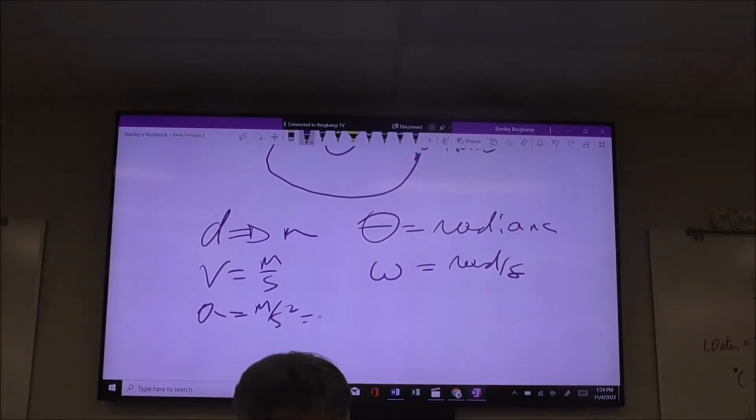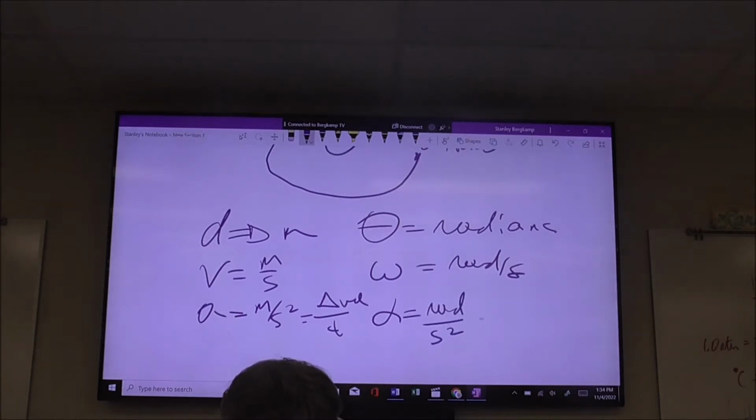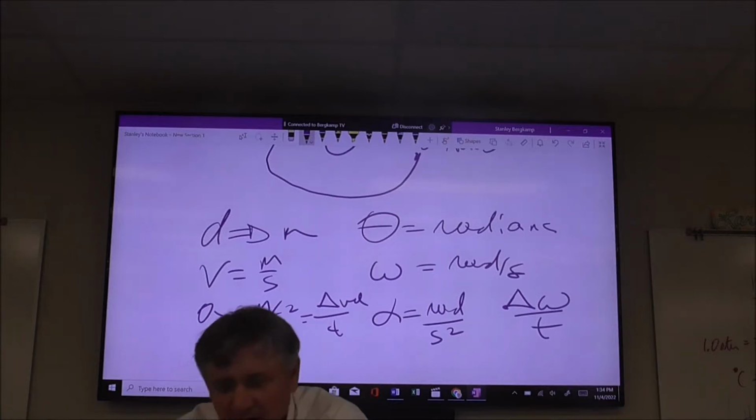the easiest way to calculate that is change in velocity over time. Guess what alpha is going to be in? Radians per second squared, and the simplest way to calculate that is going to be change in omega over time.